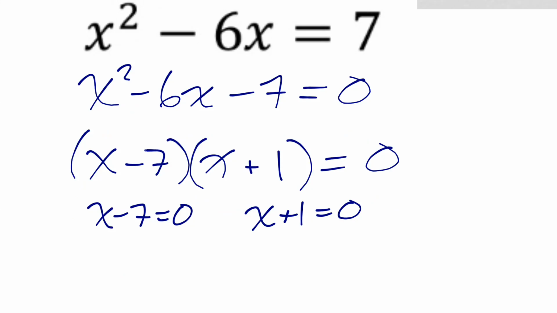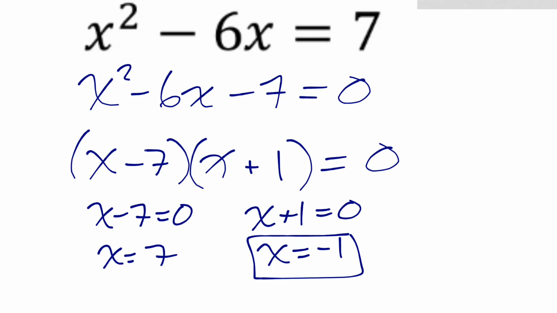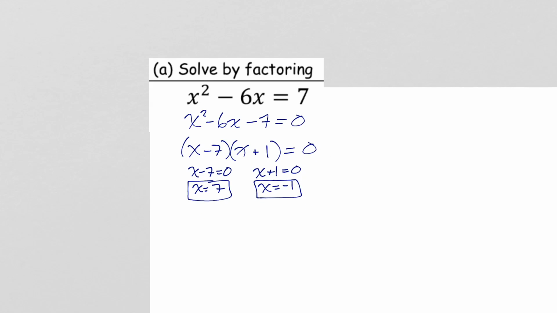So on that left equation, we need to add 7. So x equals 7. On the right equation, we need to subtract 1. So x equals -1. So we have found the two solutions to this equation. We have solved it by factoring.